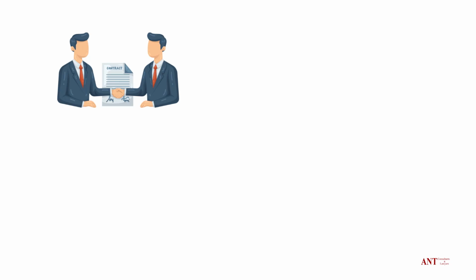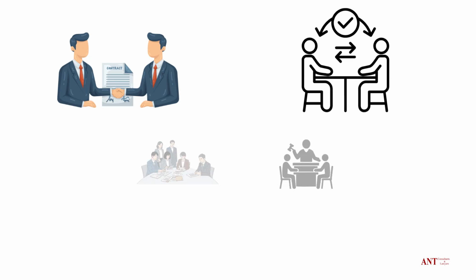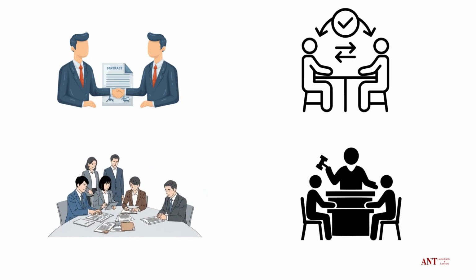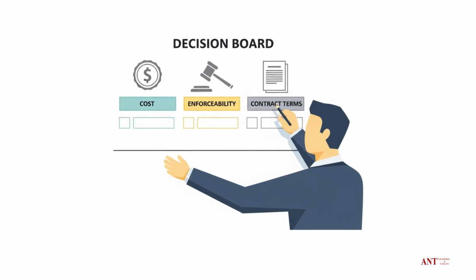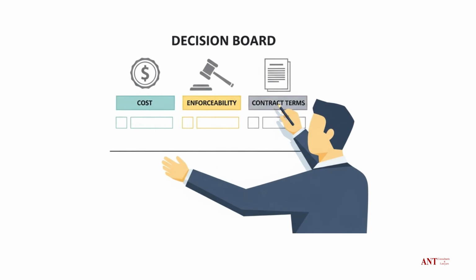In conclusion, the 4 main mechanisms, negotiation, mediation, arbitration, and litigation, form the backbone of dispute settlement in international trade. Each has strengths and weaknesses, and the right choice depends on cost, enforceability, and above all, what the contract allows.